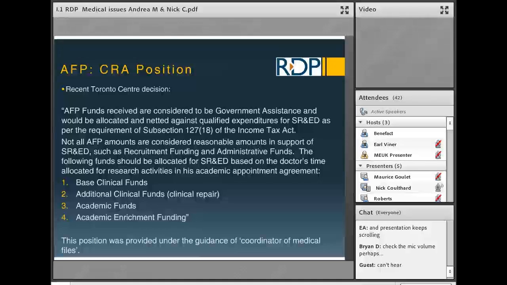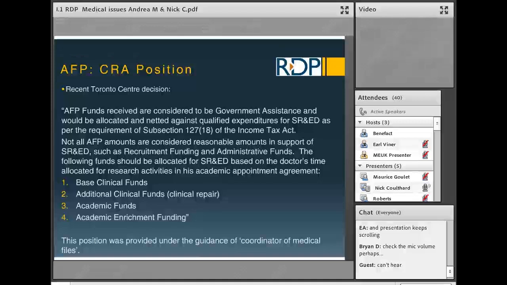And what we've tried to present here is maybe 3 different options that you could look to present as an argument back to CRA. We could go the extreme way and say, well, look, nothing in AFP should be considered SR&ED. There's nothing in there that dictates what type of research the doctors do. You can't make a link between a very specific project that the doctor is undertaking and the requirement from any AFP thing. So you could file with basically no offset from the AFP funding onto your SR&ED case.